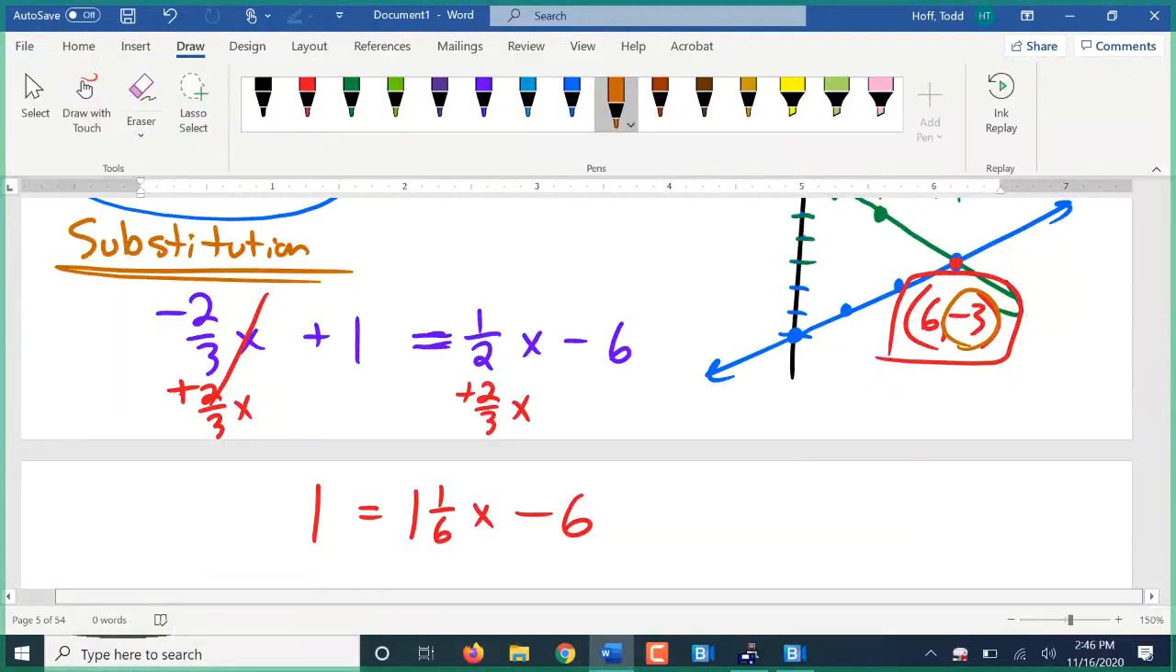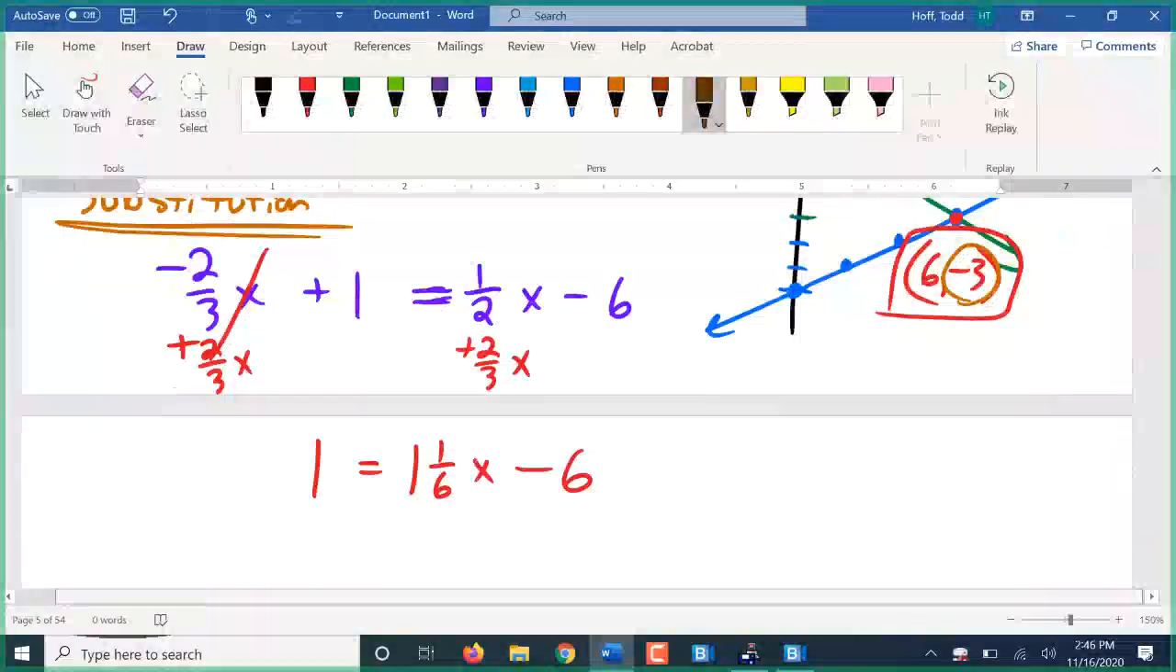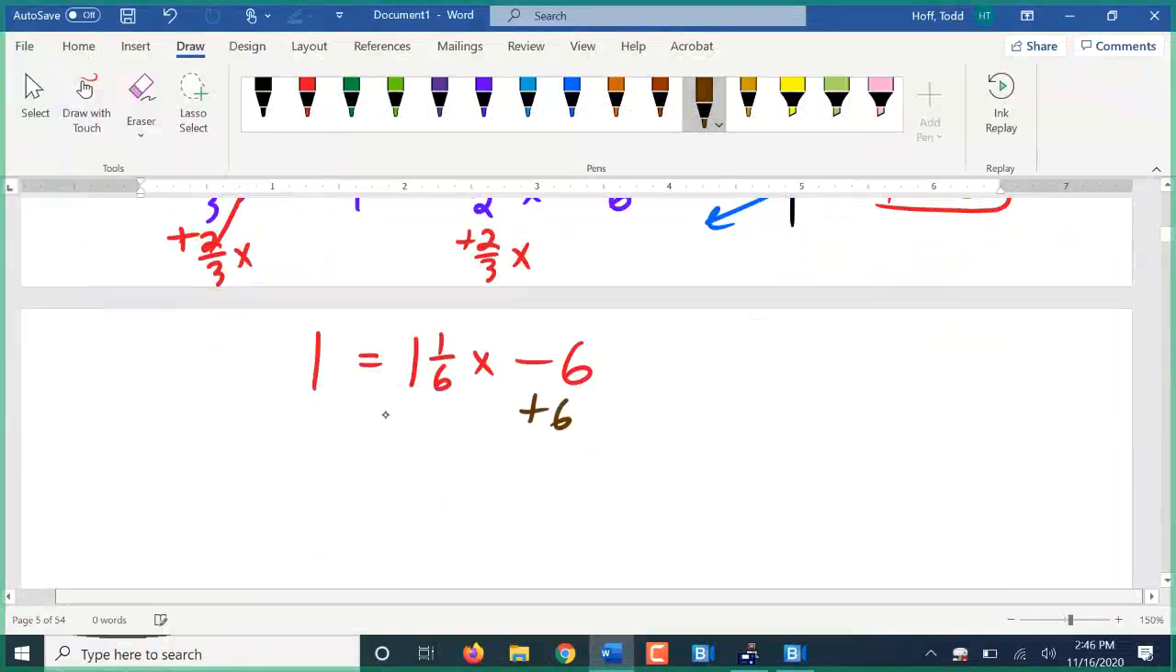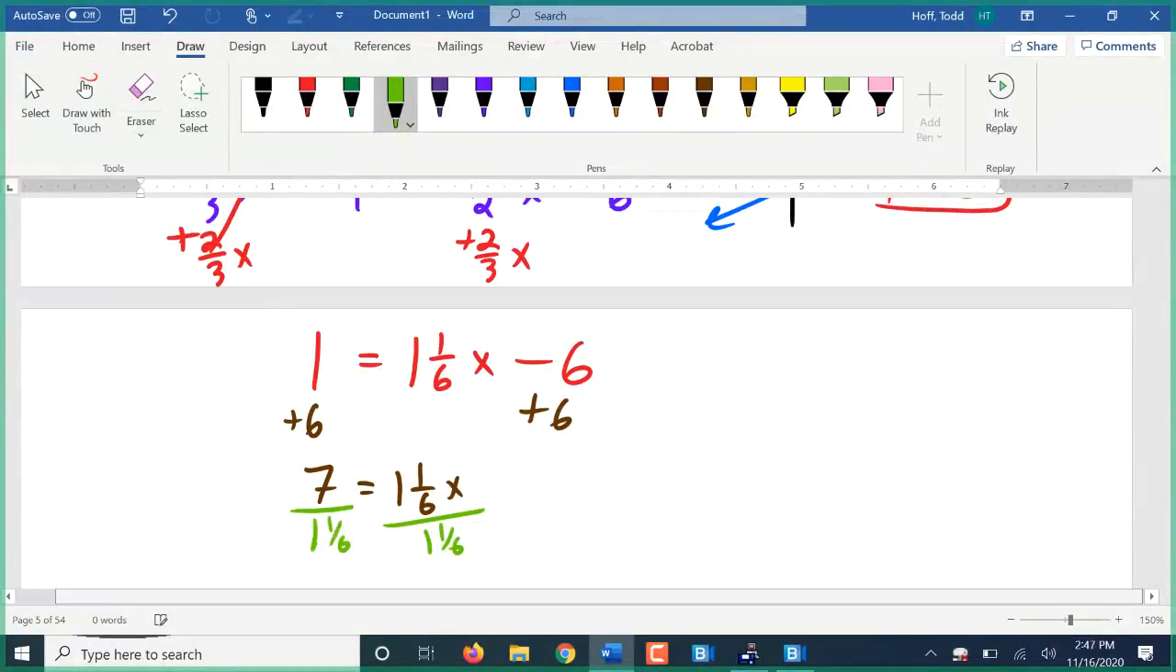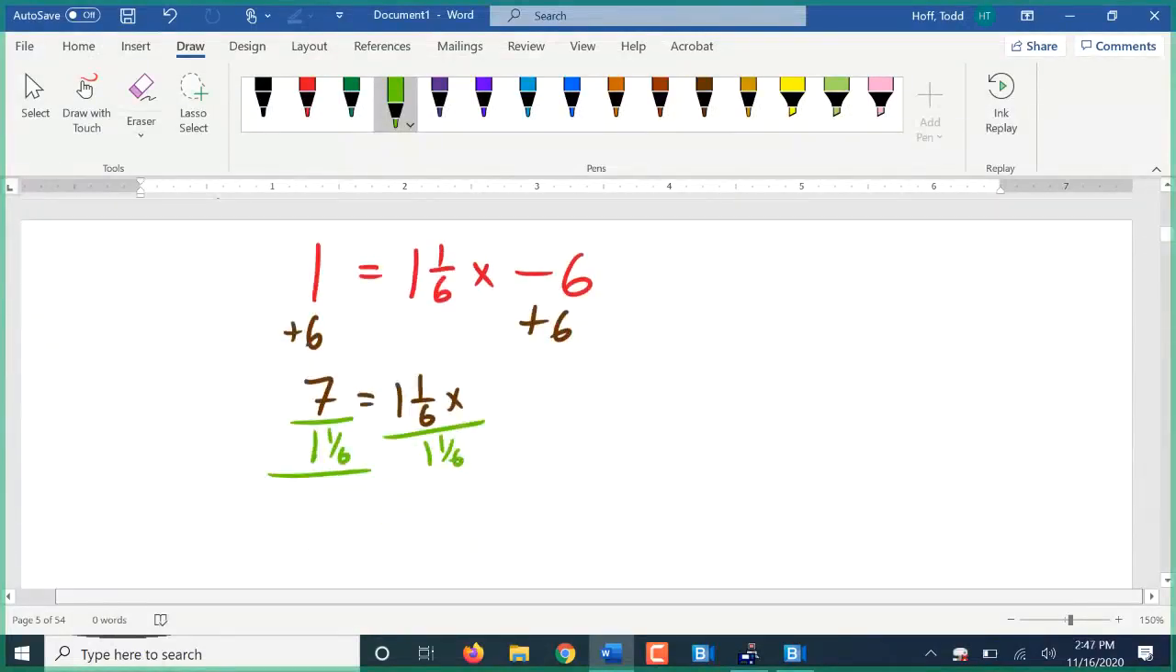And now I'll solve that equation by adding 6. Both sides, I get 7 equals 1 1/6 x. And if I divide here by 1 1/6, 7 divided by 1 1/6 is actually just 6. I get x equals 6. So my algebraic method here, my substitution, allowed me to solve for x equals 6.